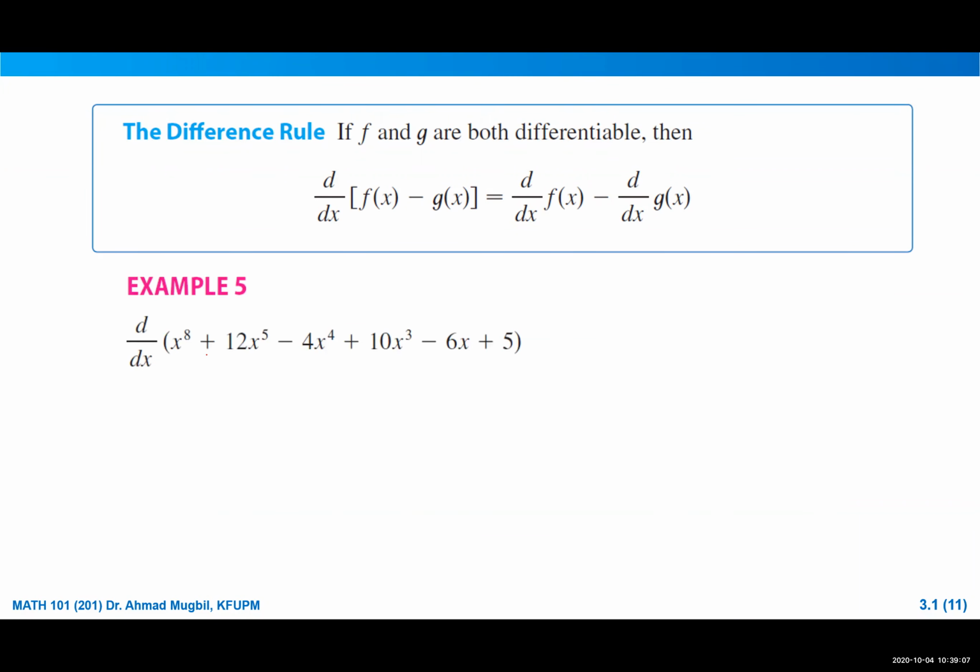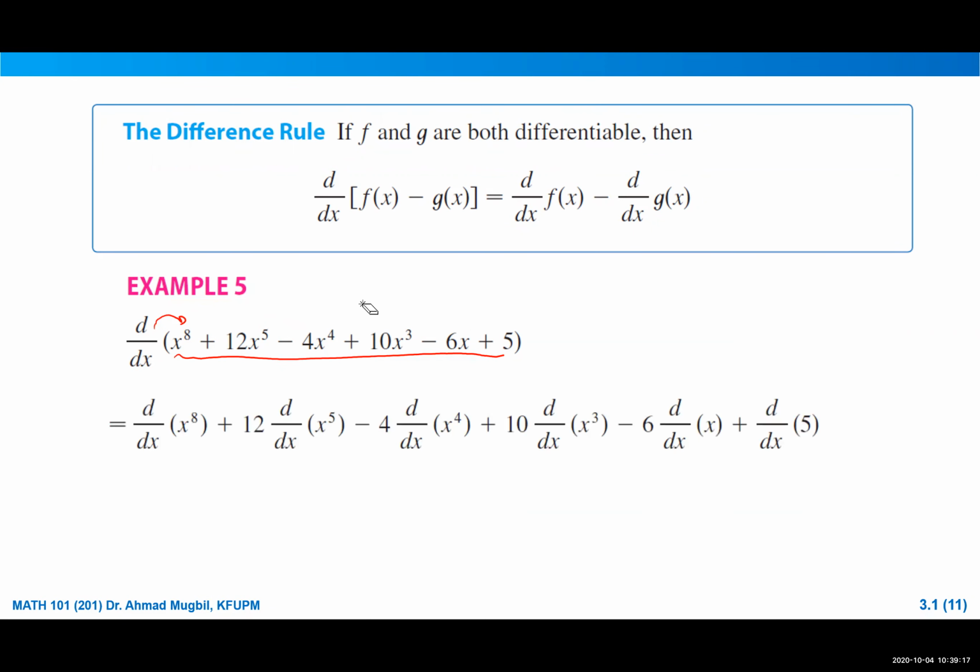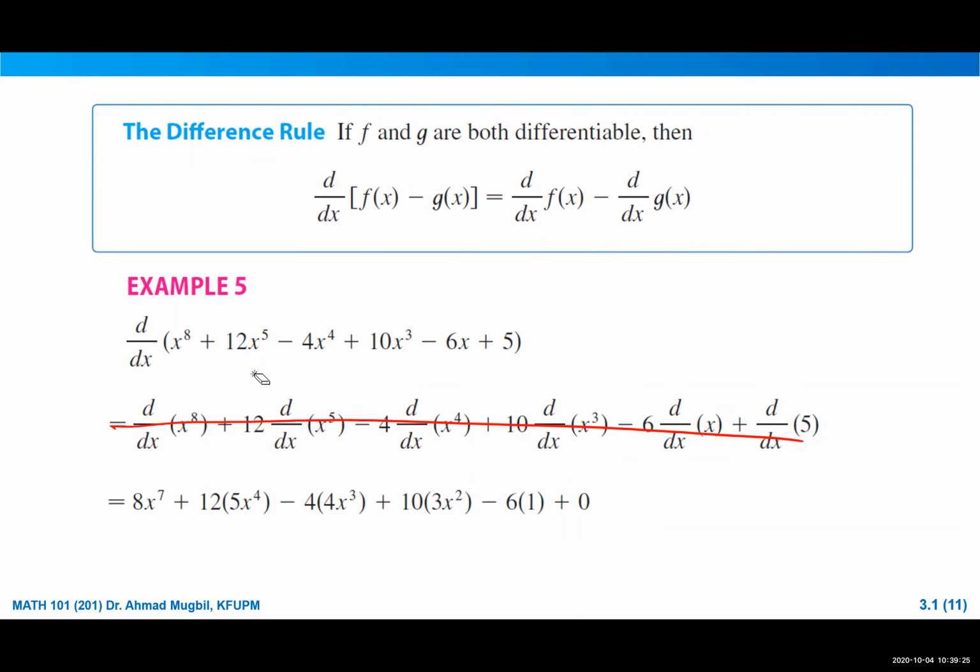If you apply it to this polynomial, how to find the derivative? You will distribute the derivative. You will find the derivative of each term of these. So it will be equal to the derivative of the first term plus the derivative of the second, and so on. No need for this step. You can go directly to the next step, guys. But this is just for you to understand that there are some steps there.